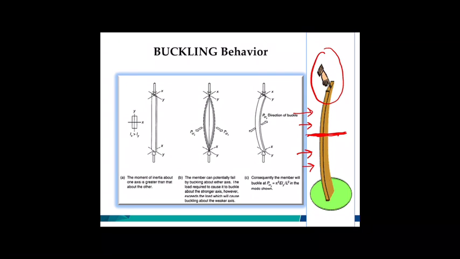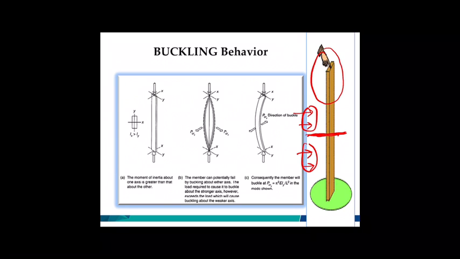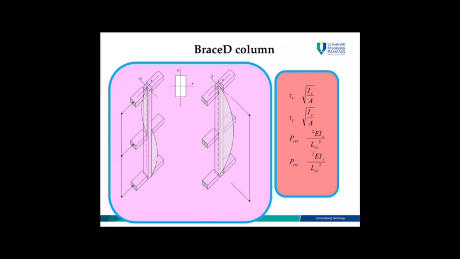With a braced column, if you have a lateral force here, then it will not sway, it will not move, or it can resist movement. So this is an example of braced column.